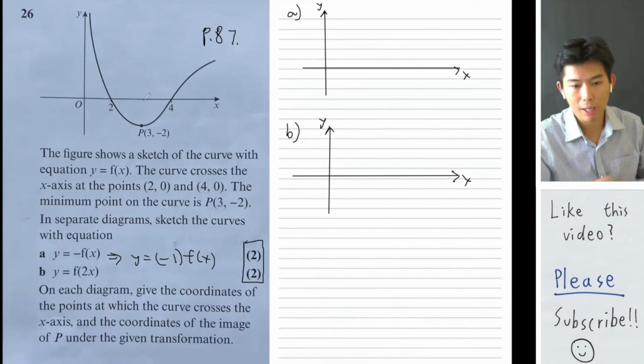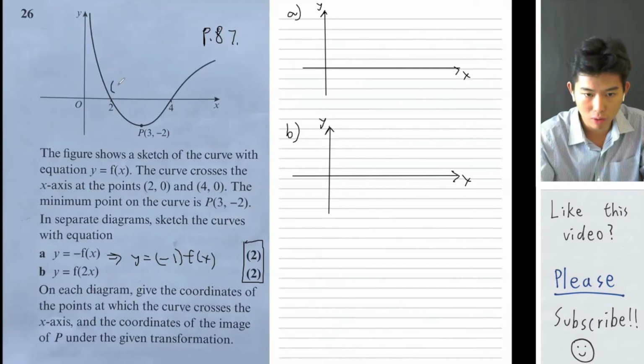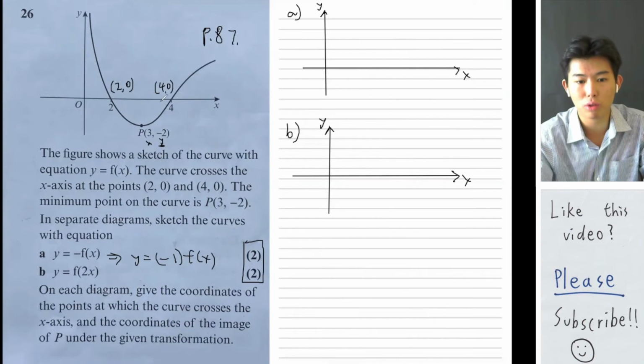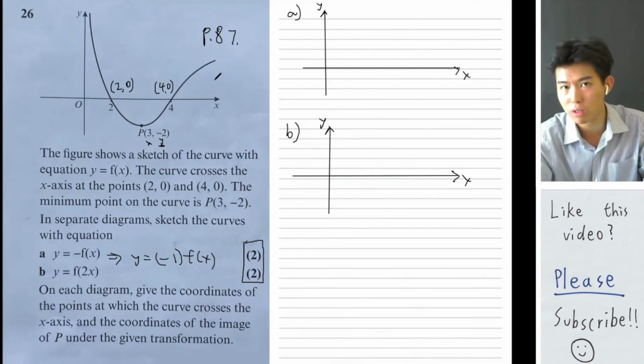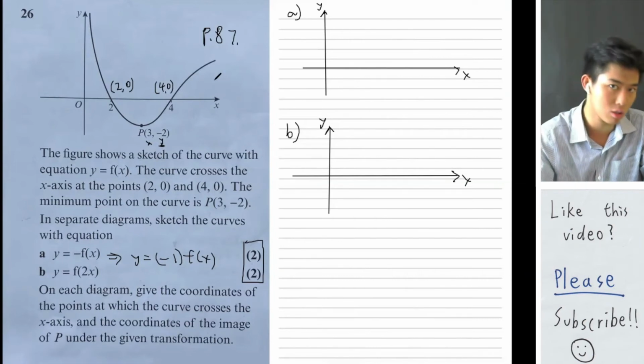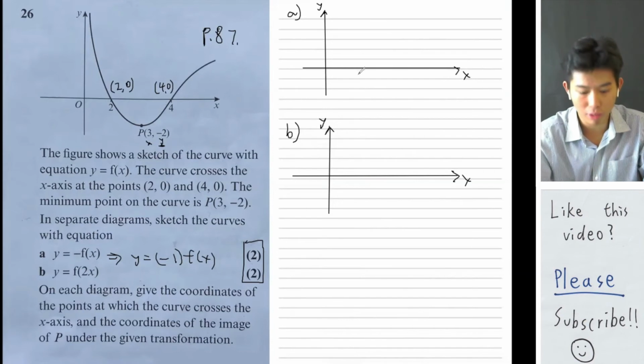So let's say this one here is originally 2 and 0, and this one here is 4, 0, and this one originally is 3 and -2, right? All you have to do is to, okay, this is x and this is y, times every y coordinate by -1. So all you have to know is negative will convert to positive and positive will change to negative. So the graph should look something like this.